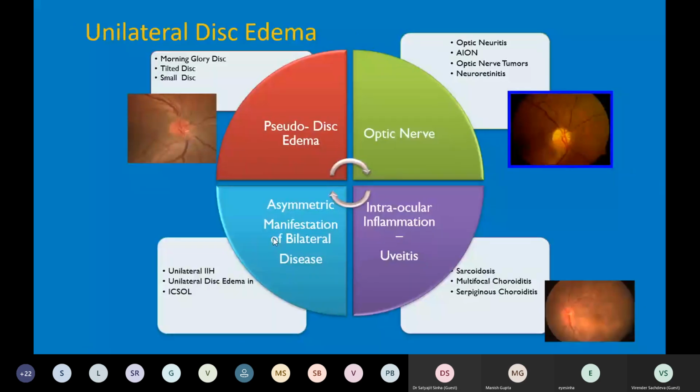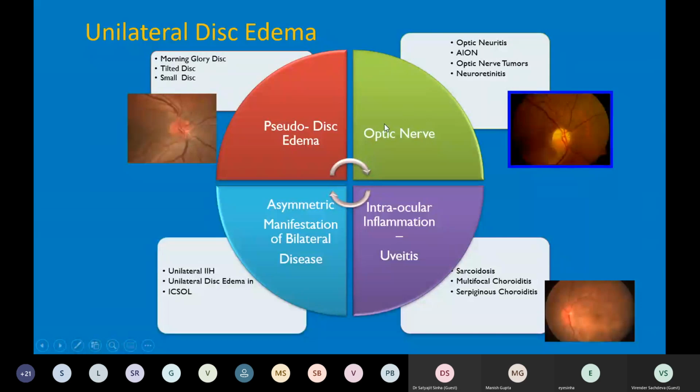I would present very briefly about unilateral disc edema and then a few important common diseases of unilateral disc edema. Now when you see a patient with unilateral disc edema, think in your mind where it could be. It has to be in the optic nerve, retina, or it has to be in the orbit as the most common localizing points. So it could be a pseudo disc edema which is presenting like this. Look carefully at how the blood vessels are at the margin of the disc.